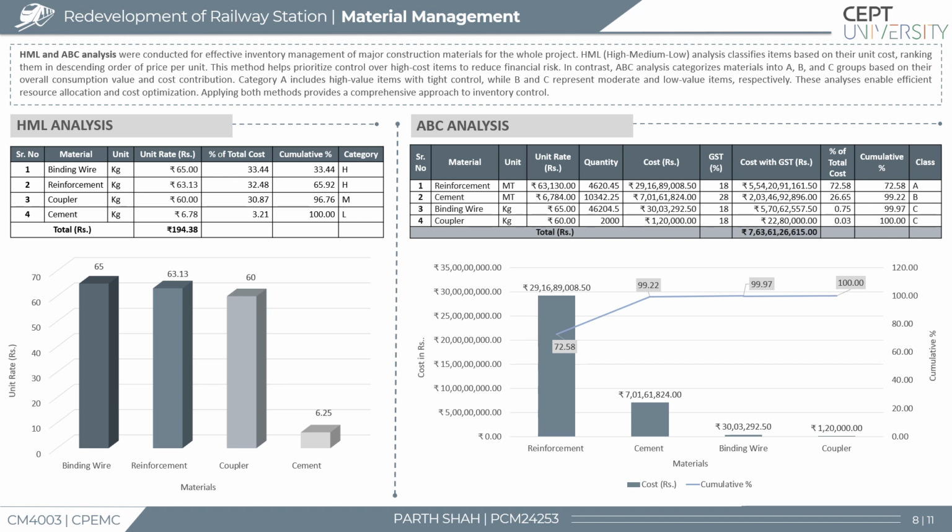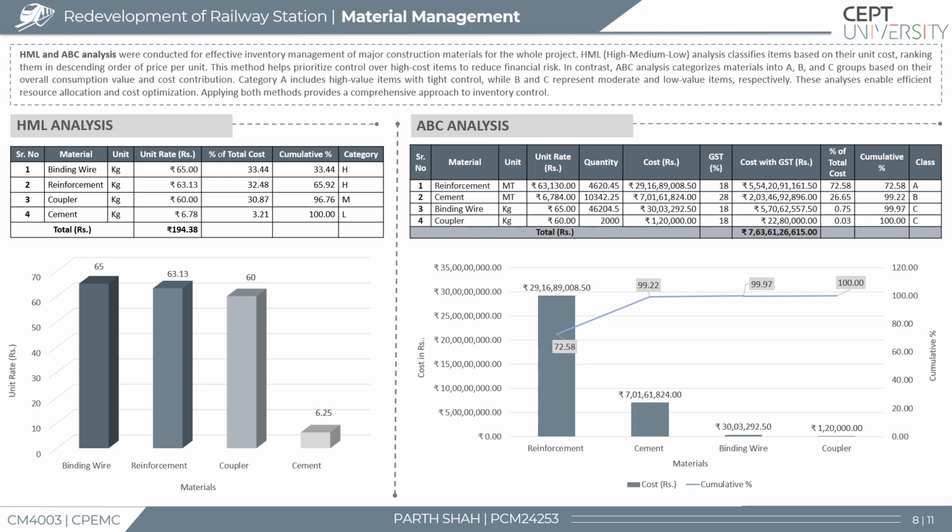Inventory classification was done using both HML and ABC analysis to improve control and efficiency. HML, which means high, medium, low, classified materials based on unit cost. For example, binding wires and steel bars fell under the high category due to the higher price per unit. ABC analysis ranked items by the total consumption value. Items like cement and reinforcement, which form a large part of the budget, were categorized as A and B class materials.